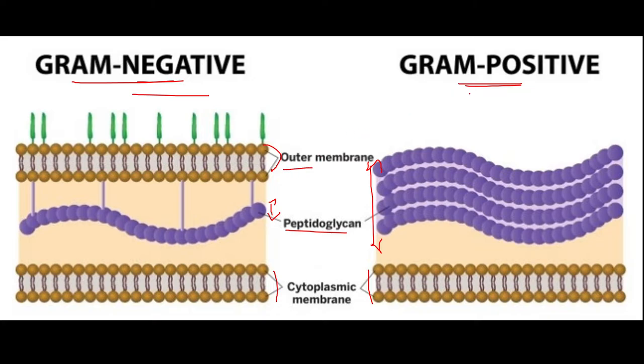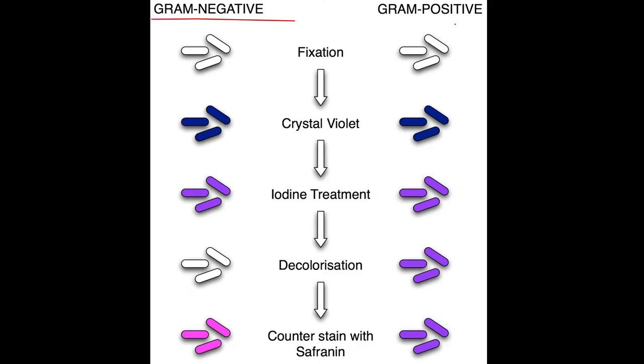So why is this important? Gram-positive is able to retain the stain in the thick cell wall, which makes them appear purple. Gram-negative cannot retain the stain in the cell wall, so it loses the stain and it appears pink. I'll explain more on this next slide. So this is like the full fixation. There's a bunch of processes. I just want you to remember crystal violet, iodine treatment, and counter stain, okay?